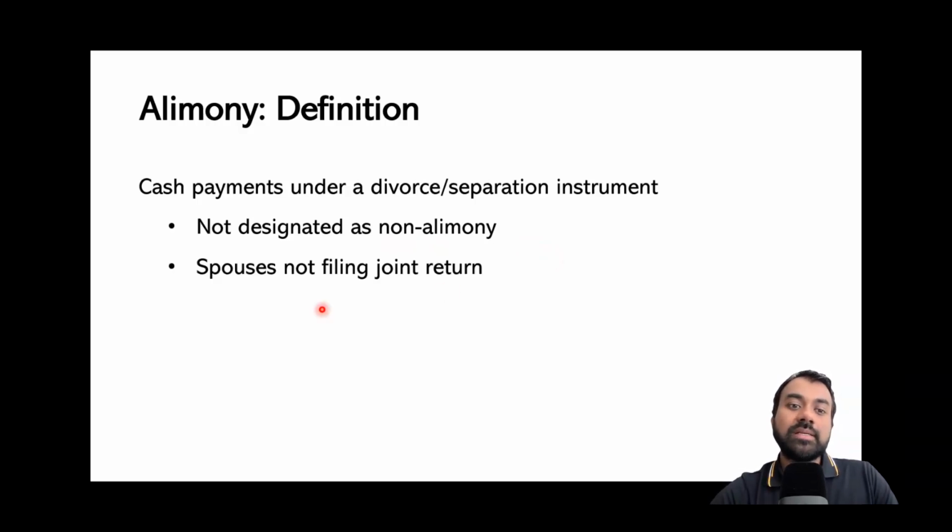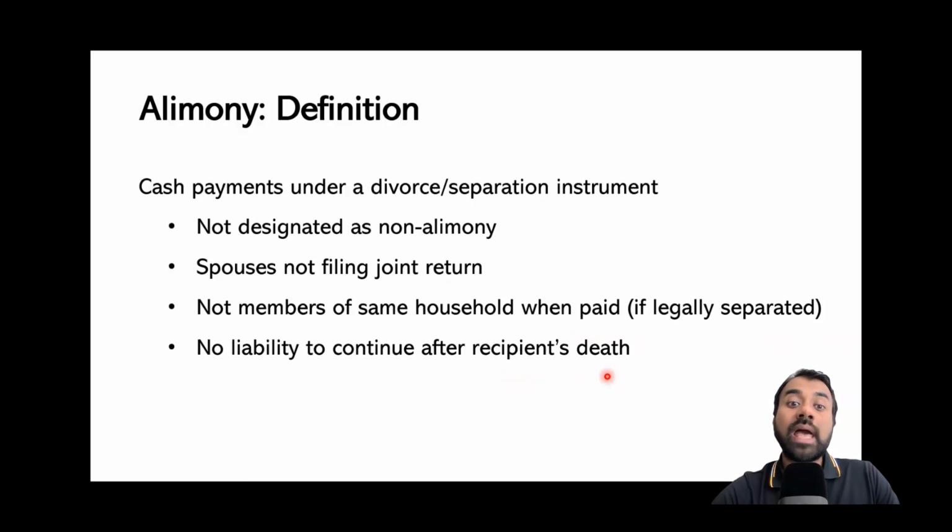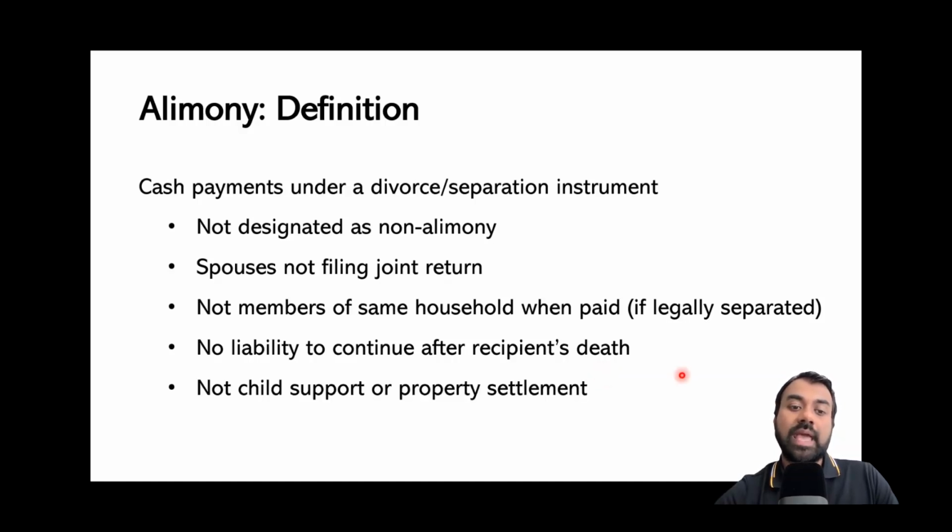Another requirement here is that spouses should not be filing joint returns for payments to qualify as alimony. Then spouses cannot be members of the same household when these payments are paid if they are legally separated. Then there should be no liability to continue these payments after the recipient's death. That's an important condition. Please pay attention to that. And these payments should not be child support or property settlement. So please pay attention to all these requirements.